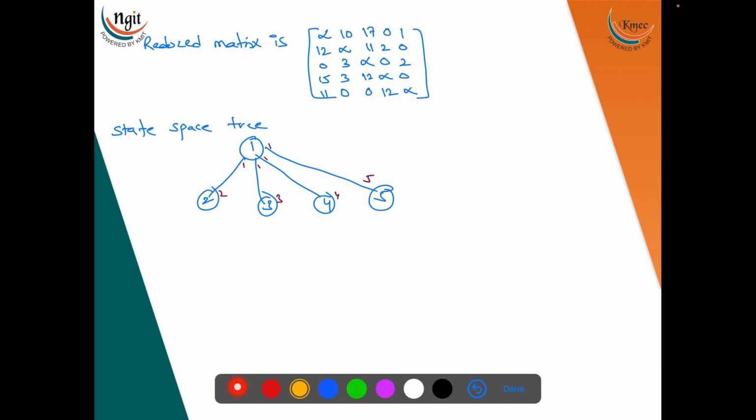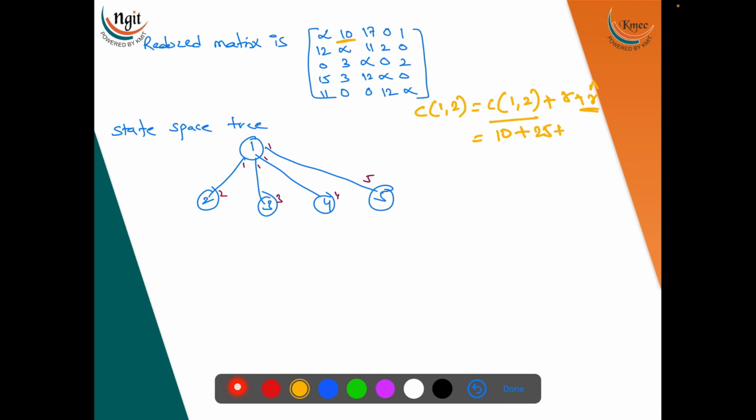So now what we'll do is find the cost of 1 comma 2. Let's see how I'll find C of 1 comma 2. C of 1 comma 2 is, from the adjacency matrix, C of 1 comma 2 plus R plus R cap. So C of 1 comma 2 is 10, plus the reduction cost, which is 25.